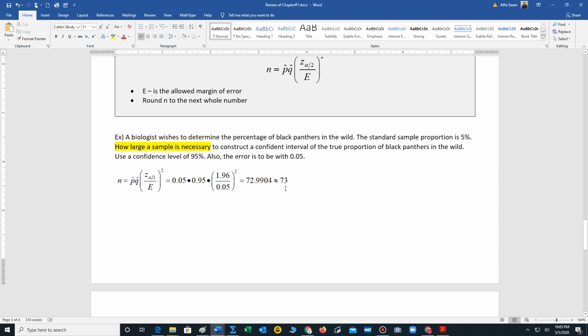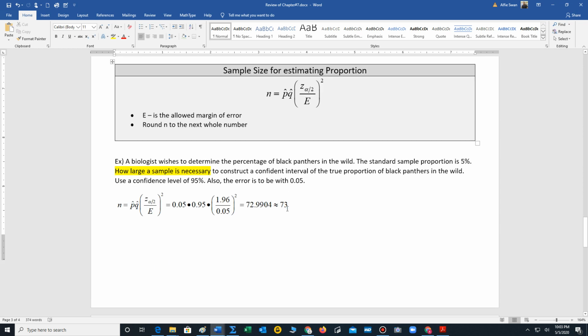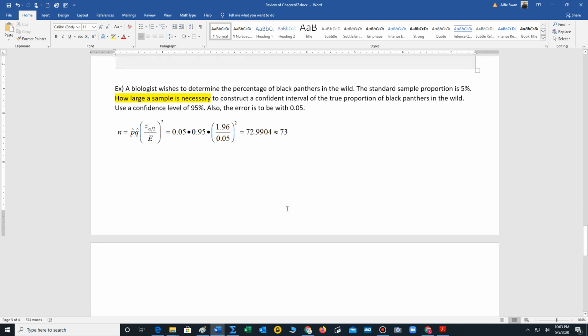So the biologist would need a sample at minimum 73 black panthers to estimate the confidence interval. If there's any, hopefully there are that number of black panthers in the wild. And so that concludes a review of Chapter 7. Thank you.